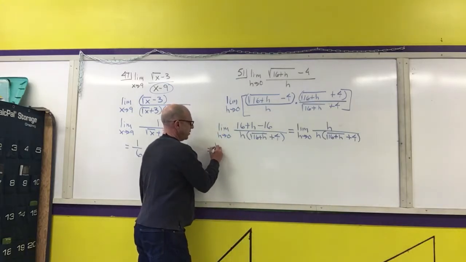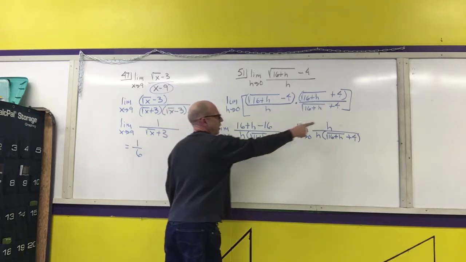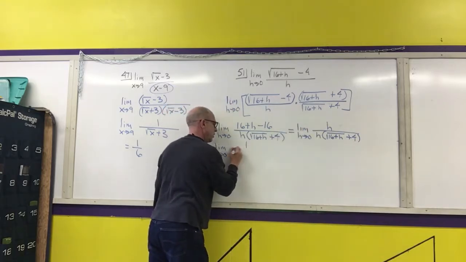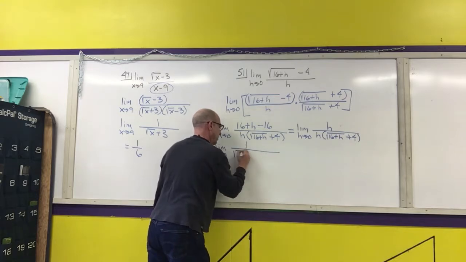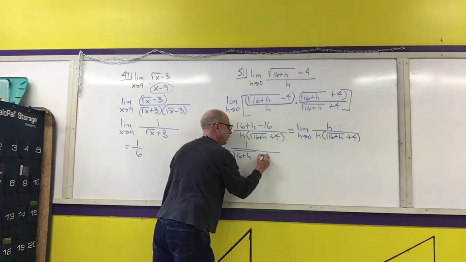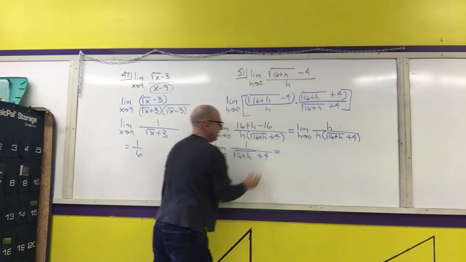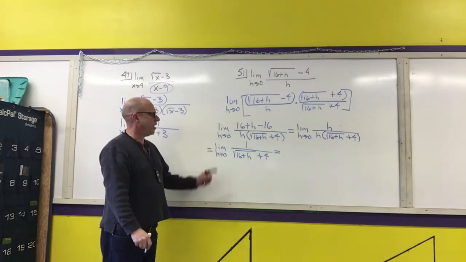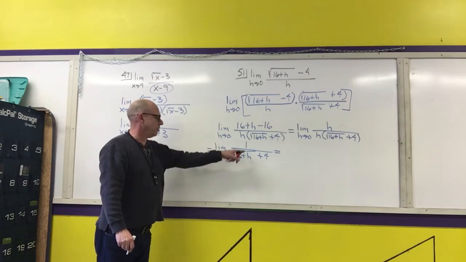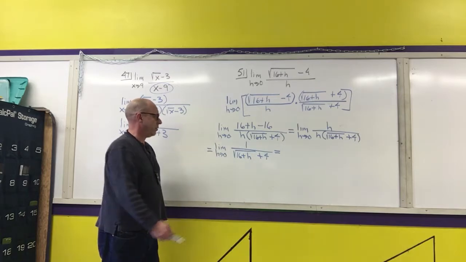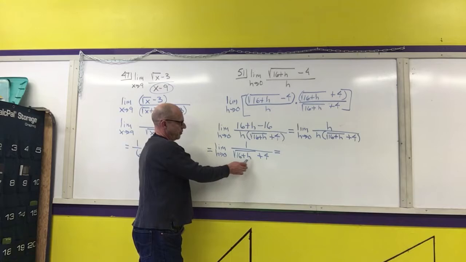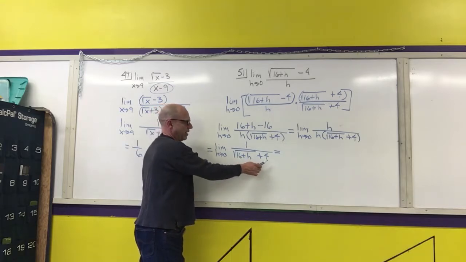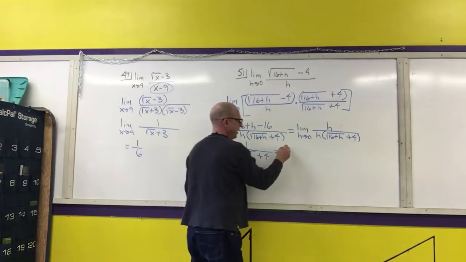So one last time I'm going to write the limit. It's the limit as h approaches 0 of 1 over the square root of 16 plus h, plus 4. And now I can actually let h go to 0 because I will not get a 0 in the denominator and I won't have a negative number underneath the radical. So if I put a 0 in for h, I get the square root of 16, which is 4. 4 plus 4 is 8. And I get 1 over 8.